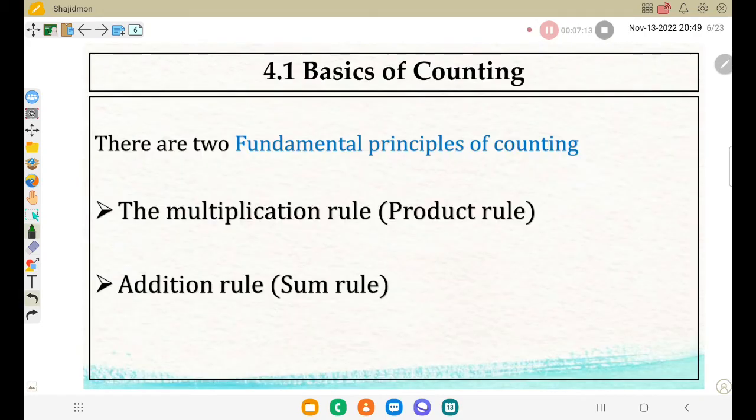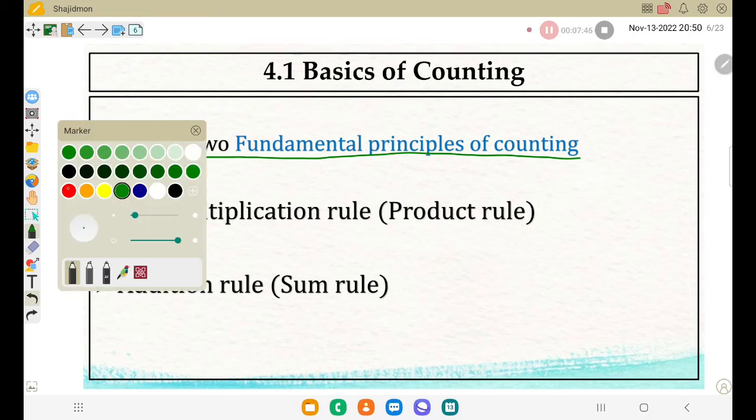Now we will come to the first section, 4.1, basics of counting. In this first section we are studying the fundamental principles of counting. It is somewhat a rule, but when we study it in a logical way, it is easier to do the questions. It is simply some small logic we use in all the questions. So we have 2 fundamental principles of counting. What are they?